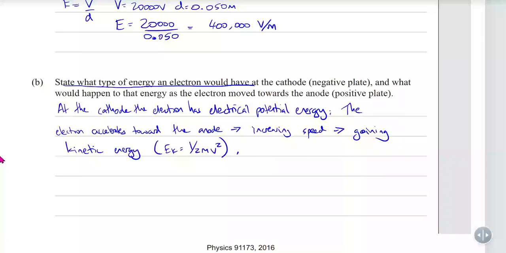And so what's happening to the energy? Electrical potential energy is converting into kinetic energy.